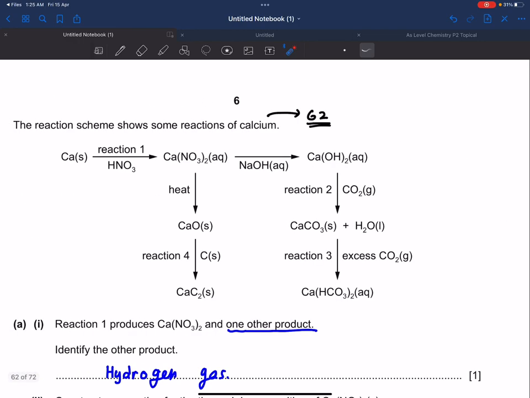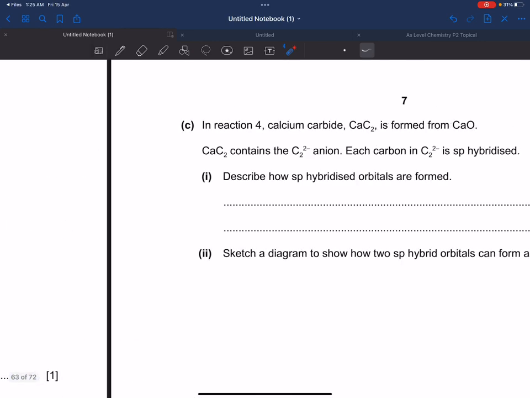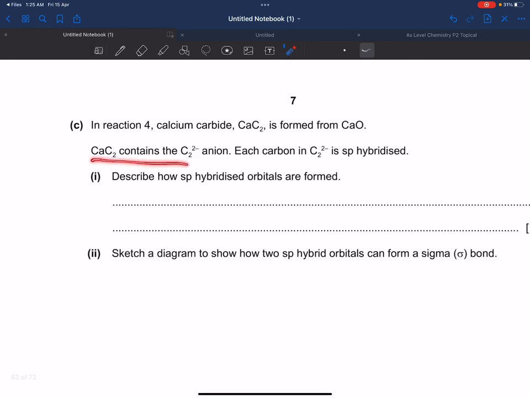Let's have a look at reaction 4. This was calcium oxide. When carbon is added, it forms calcium carbide. So CaC2 contains the C2 2- anion. We don't know what that anion is. Maybe carbide. Yes, it is the carbide anion. Each carbon in C2 2- is sp hybridized. How are sp hybridized orbitals formed? This is very simple.